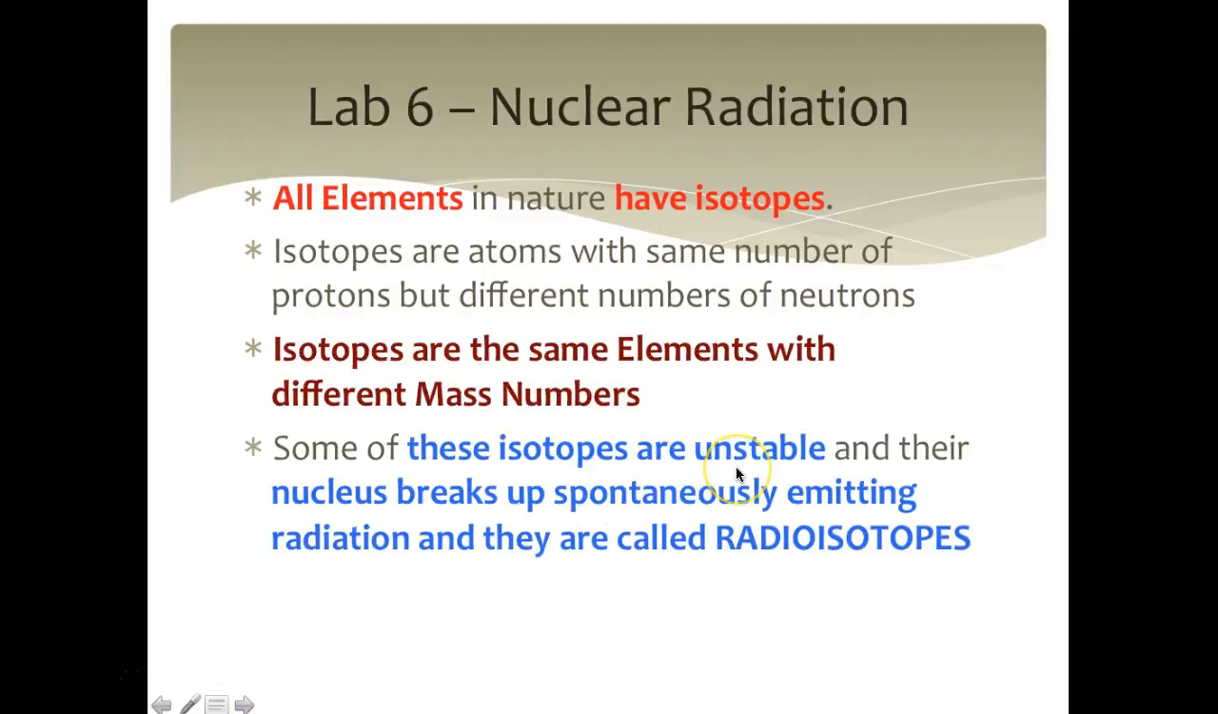So some of them are unstable, and the nucleus tends to break up spontaneously. Some can be induced to break up, all right? So all of this radioactivity happens in the nucleus as it starts breaking up. And when it does, it emits energy and particles, and this is called radiation. And because these nuclei are emitting radiation, they're called radioisotopes.